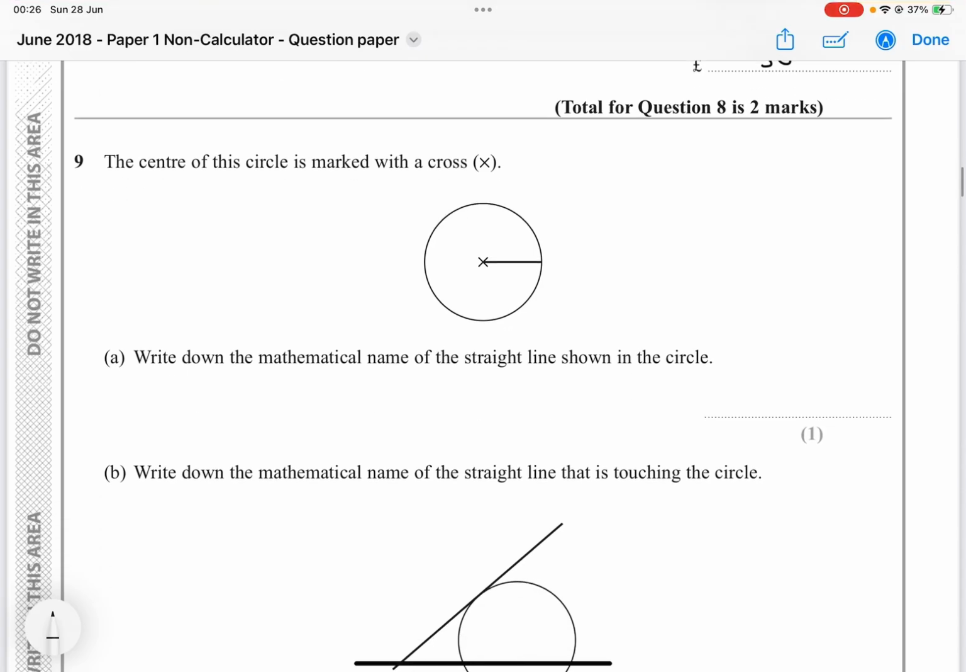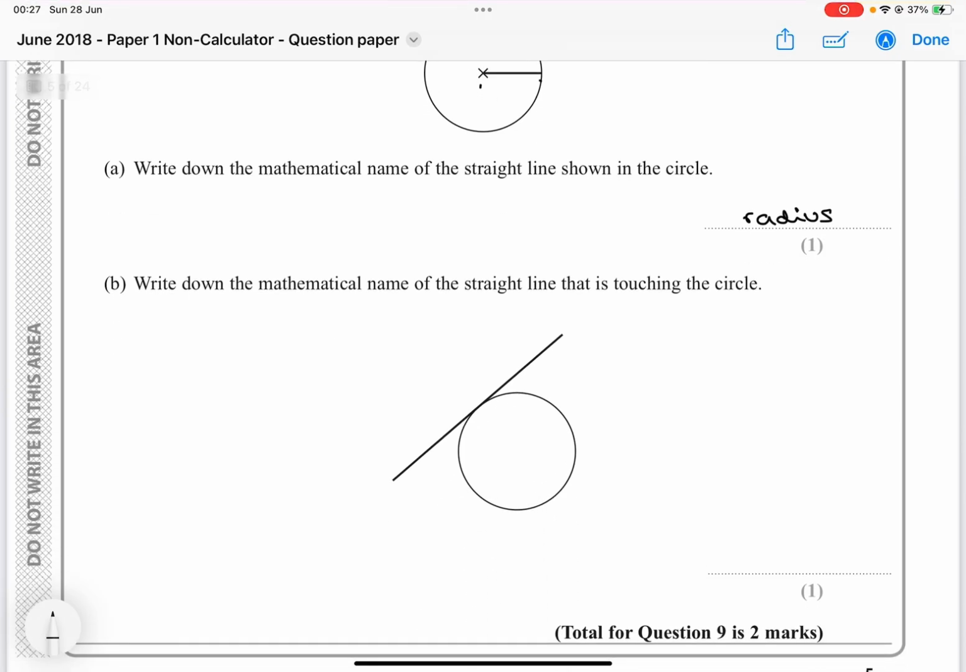The center of this circle is marked with a cross X. Write down the mathematical name of the straight line shown in the circle. So this line goes from the center to the circumference. So this is just the radius. Okay. Remember, the radius must touch the center of the circle. If the line does not touch the center of the circle, that is not a radius. Okay. And if it does not touch the circumference, it is not a radius as well.